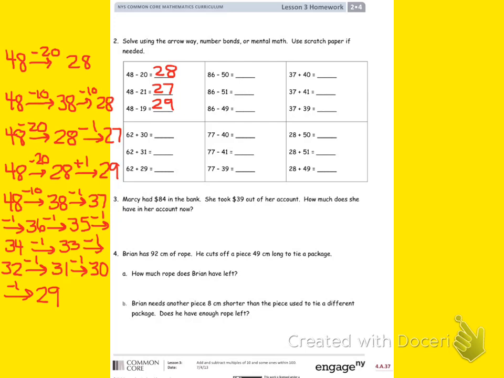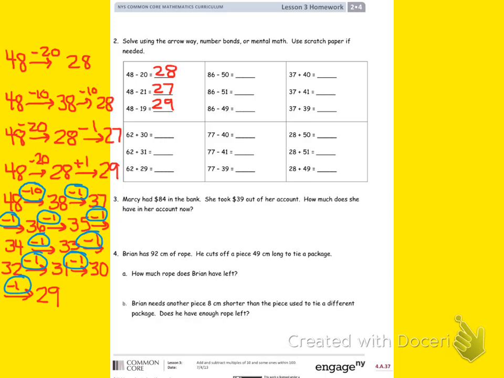Doing it this way, you can see that 19 is 1 group of 10 and 9 ones. 1, 2, 3, 4, 5, 6, 7, 8, 9. It's a little bit longer to do it that way, but as you can see, you still get 29.